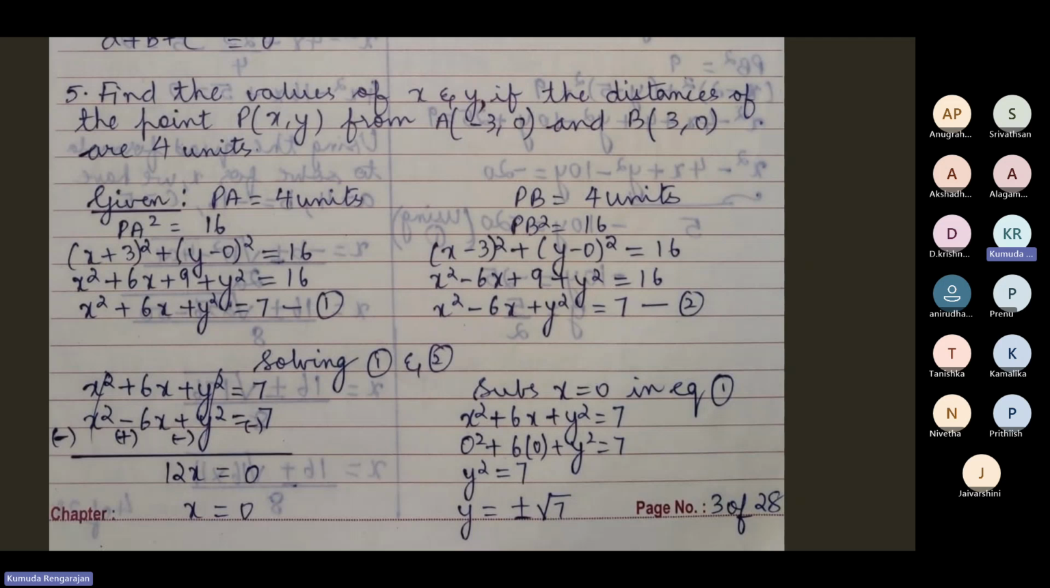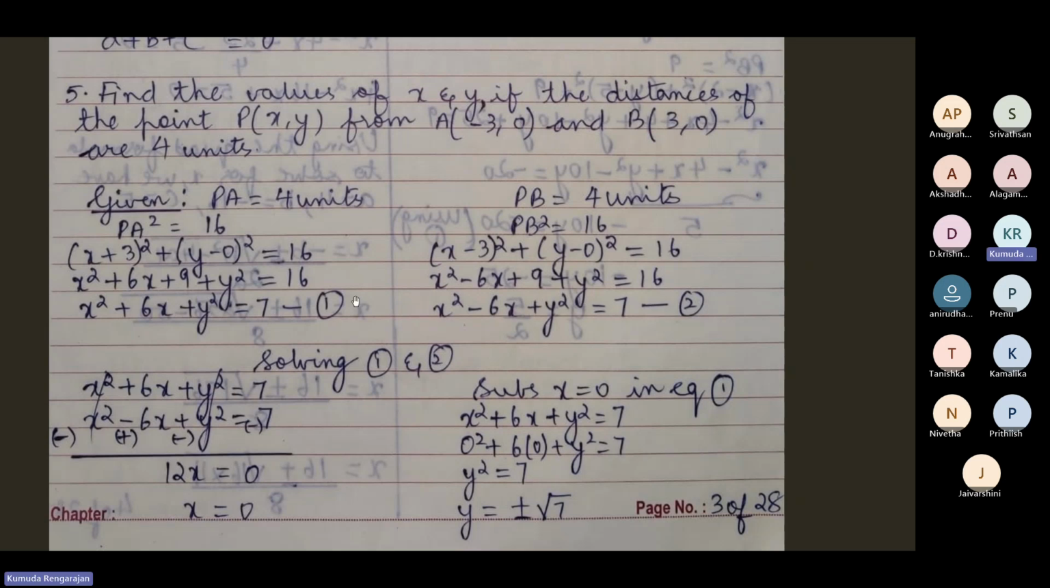So it's given the distance of P from A is equal to 4. PA is equal to 4. Distance of P from B is equal to 4. PB is equal to 4. So there itself you have two equations. So work and get the equations in x and y. So this one and this one. Observe the two equations. Both of them are equal to 7.